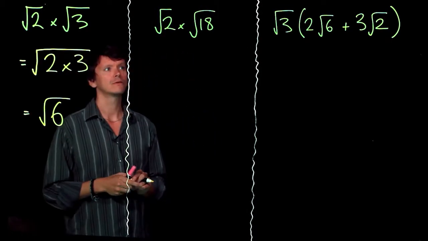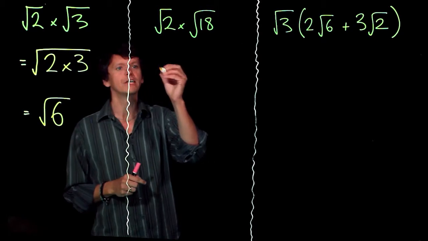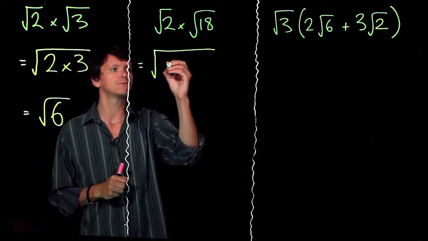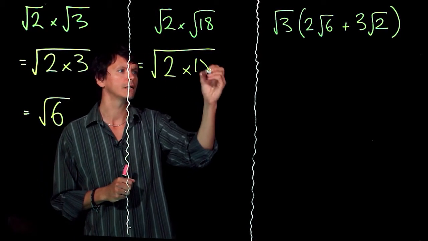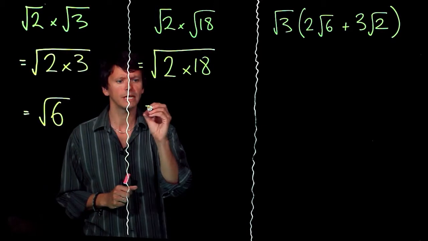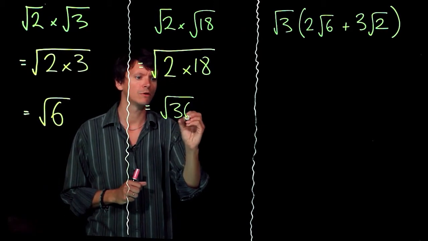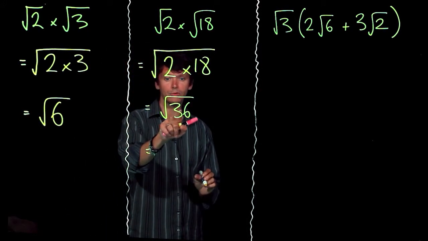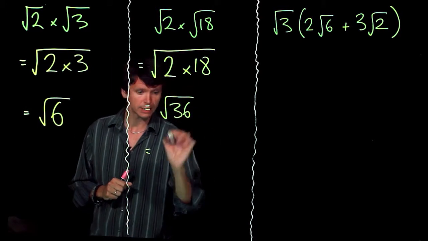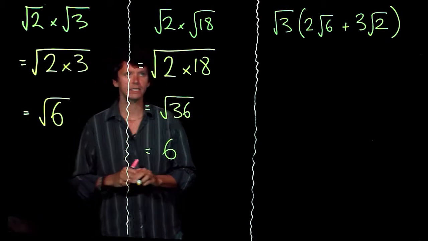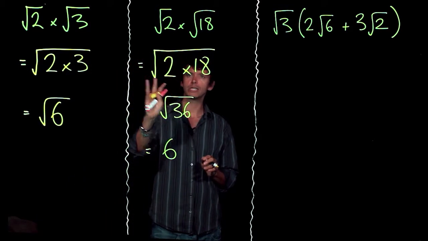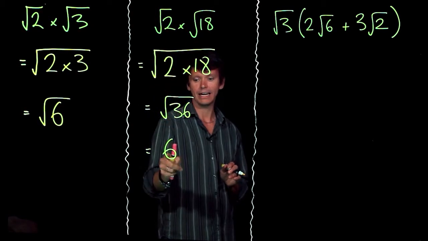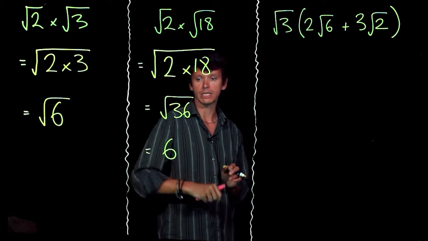Root 2 times root 18. Just like we did over here, we can use our rules of indices to say that that is the root of 2 times 18. 2 times 18, of course, is the square root of 36. Unlike here, we do actually have a square number in here now, so we can evaluate, we can take that square root. The square root of 36 is 6. So it's really interesting to notice that when we multiply two irrational numbers together, we can end up with a rational number, an integer in this case.